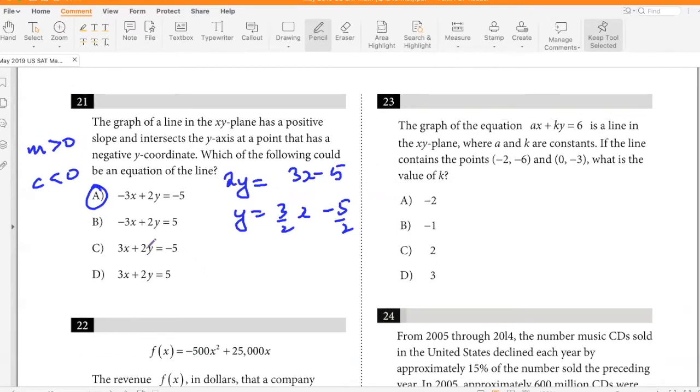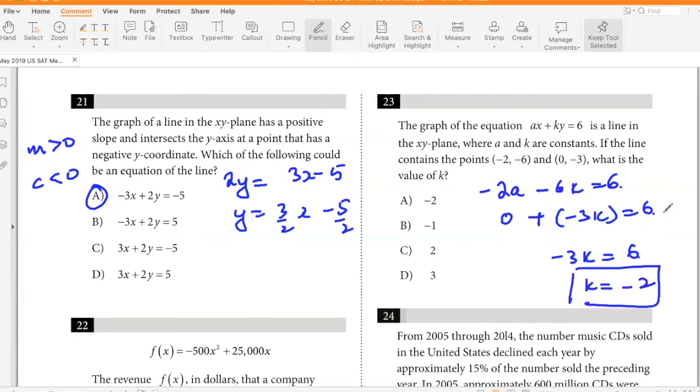The graph of the equation Ax plus Ky equals 6 is a line in the xy-plane where A and K are constants. If the line contains the points (-2, -6) and (0, -3), what is the value of K? Okay, so we'll just plug these values. -2A minus 6K is 6, and 0 plus -3K is also 6. So -3K is 6, so K is -2. So just from the second equation, I get K is -2.